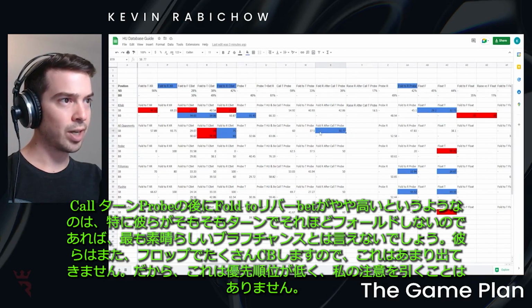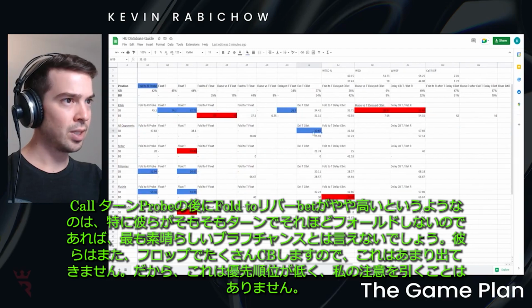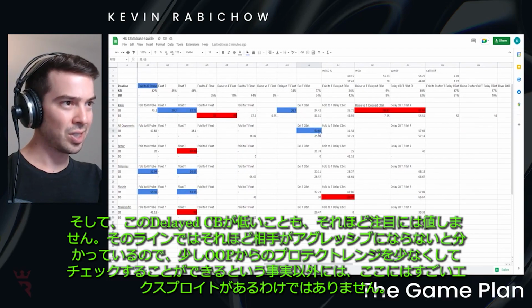This fold river after call turn probe being slightly high is not the most amazing bluff opportunity, especially if they don't fold that much on the turn in the first place. They're also c-betting flop a lot, so this doesn't come up very often. So this is low priority. This is not going to get a lot of my attention. And this delayed c-bet being low is also not going to get a lot of my attention.